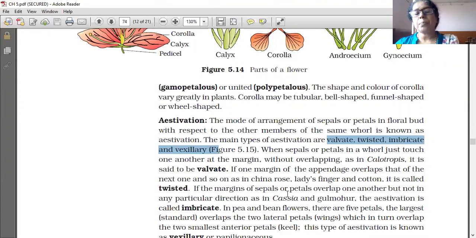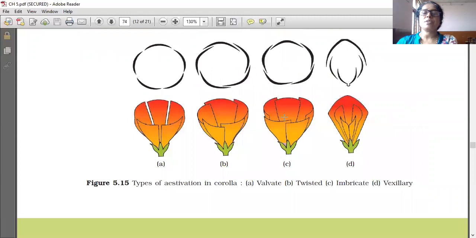If the margins of the sepals or petals overlap one another but not in any particular direction, as in cassia and gulmohar, the estivation is called imbricate estivation. This is imbricate estivation.